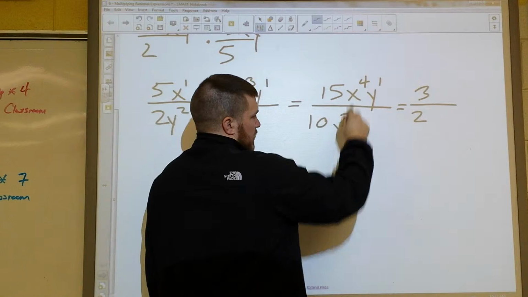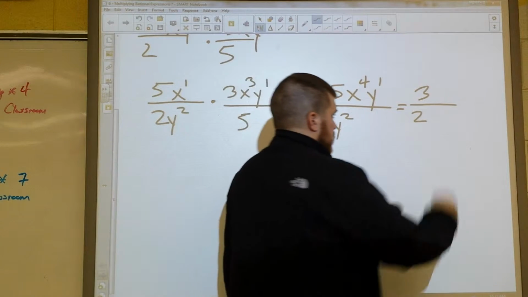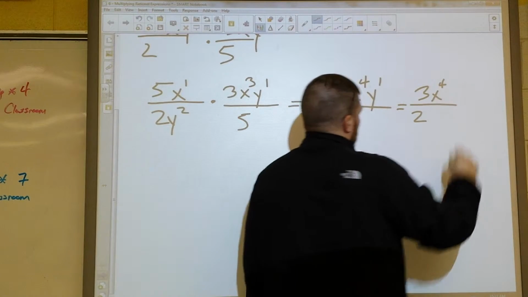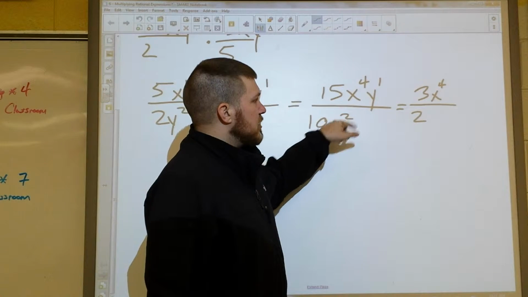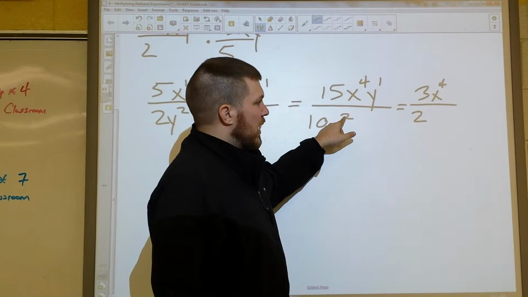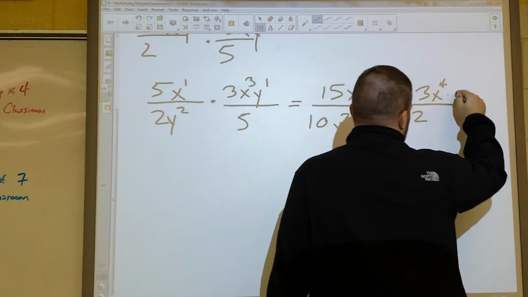There's no x on the bottom here, so nothing can be done with that x to the 4, so it's just going to come along for the ride. But on y's, I have y on top, y on bottom. I'm dividing by the same base, so subtract the powers. 1 minus 2 is negative 1.